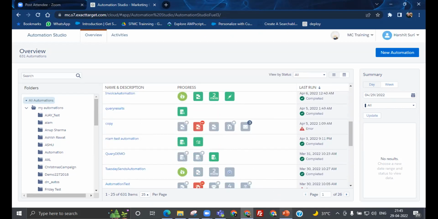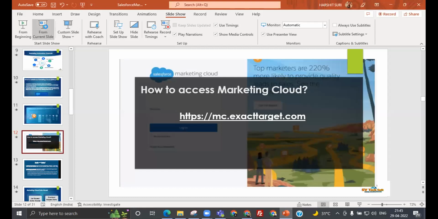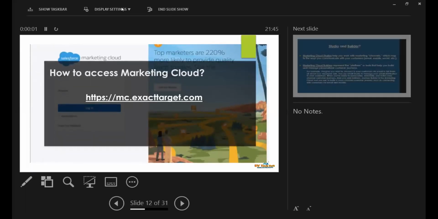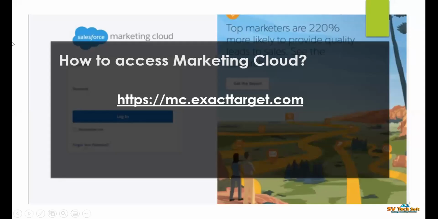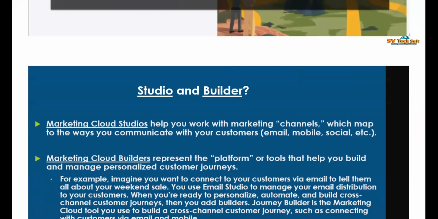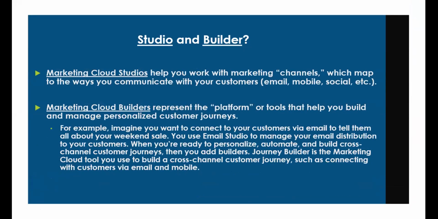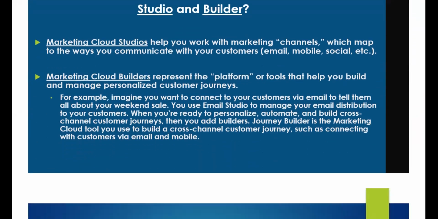So guys, we will see everything in detail when we start our coaching. It was just a brief about what we have into Marketing Cloud. So what we have seen into Marketing Cloud, we have studios and builders. Studios represents the channels like email, mobile, social, mobile application, push notification. These are all the channels with the help of which you can reach your customers. And builders are the platform tools with the help of which you will be able to define the customized marketing strategy for your customers.